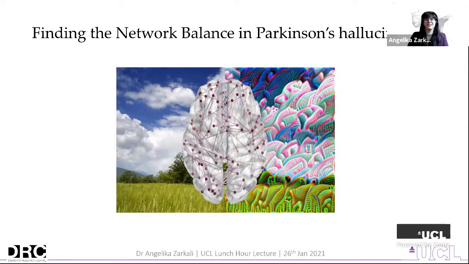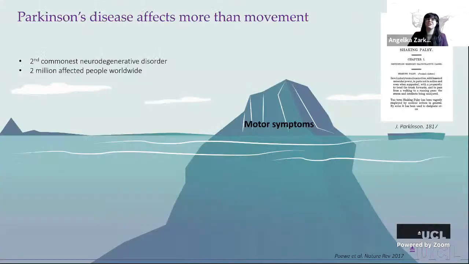So Parkinson's disease, as said, is the second commonest neurodegenerative disorder, and it affects more than 2 million people worldwide. And since it was first described by James Parkinson in 1817, it was thought of as a disorder affecting movements with a classical triad of tremor, stiffness, and slowness of movement. And even now, when people think about Parkinson's, mostly they think about these motor symptoms. But it has become more and more clear that actually Parkinson's disease also causes several non-motor symptoms, which are at least as common and sometimes even more distressing for people who are affected.